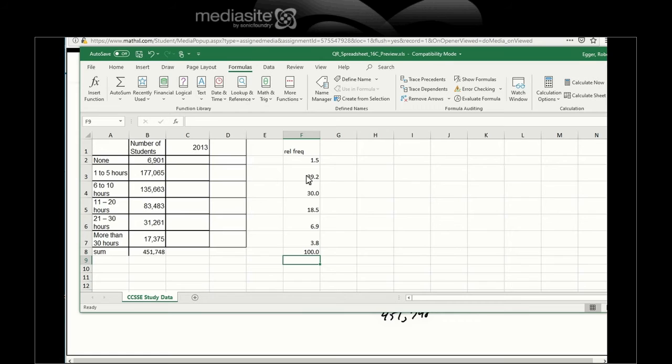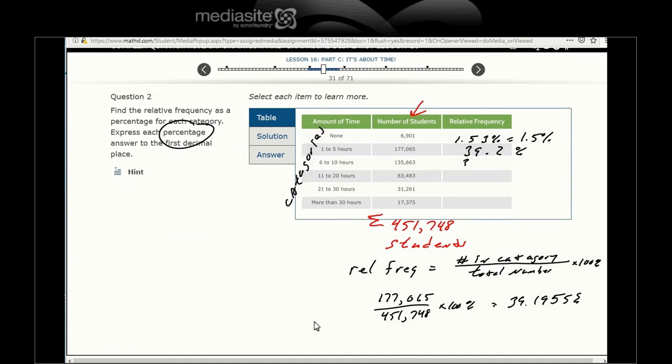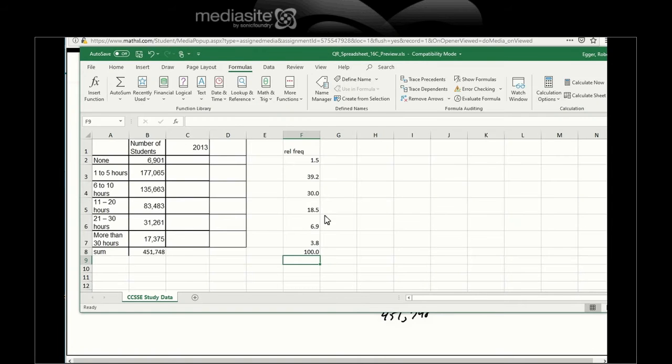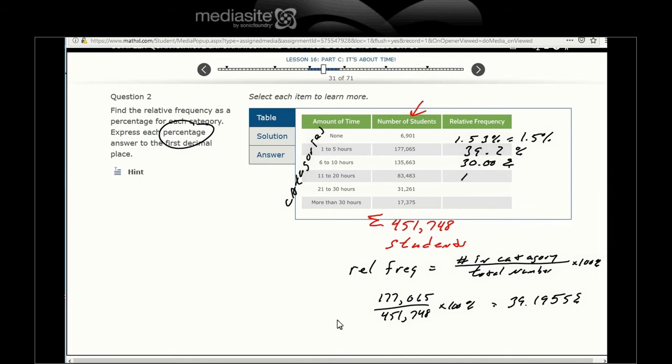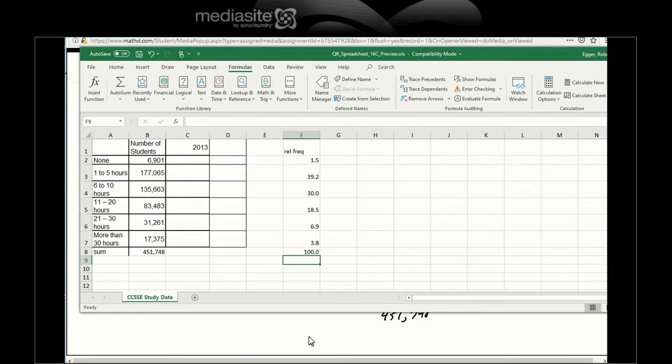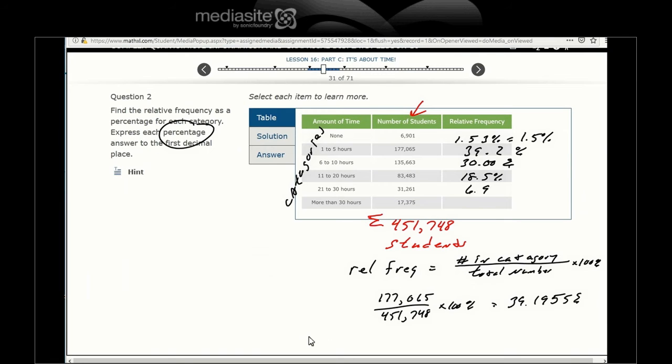1.5, 39.2, 30.0, 18.5, 6.9, 3.8. Now I'll try and write them down. 18.5, 6.9, and 3.8%.